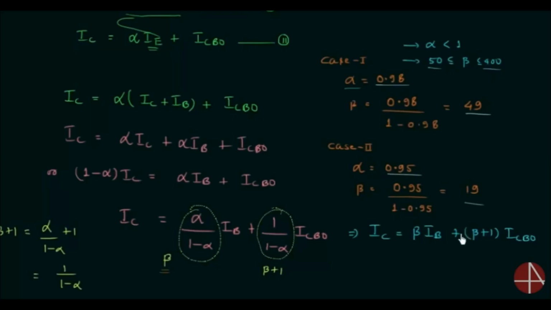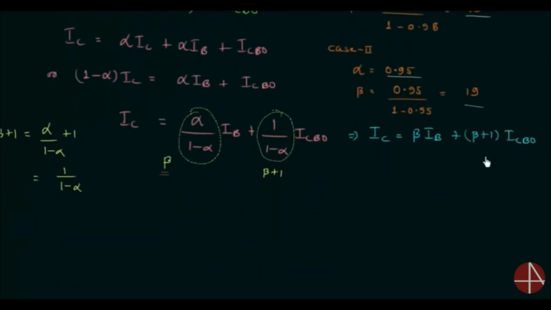Now we will move back to the equation and I will try to simplify this. Beta plus 1 times ICBO is represented as ICEO, the reverse saturation current in common emitter configuration. So we can write IC is equal to beta times IB plus ICEO. ICEO, the reverse saturation current or leakage current, is much smaller than beta times IB, so we can neglect this, and we have IC equal to beta times IB.